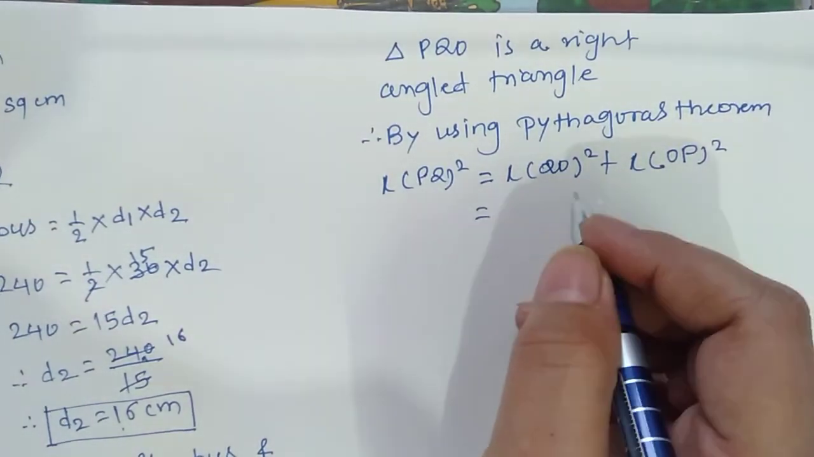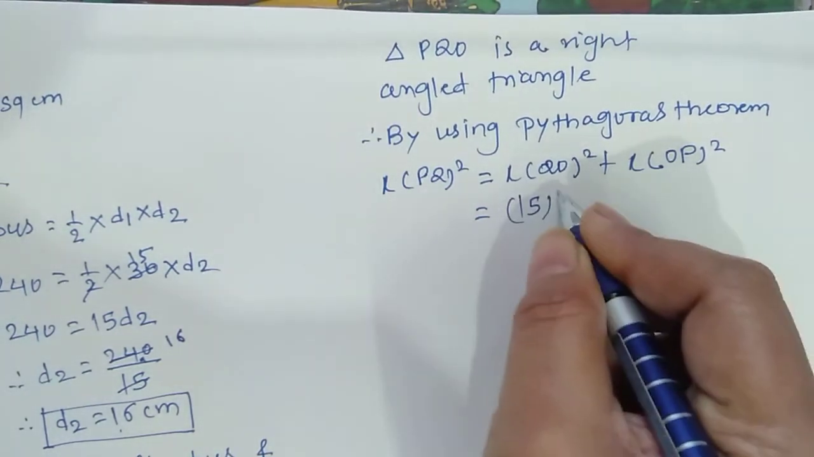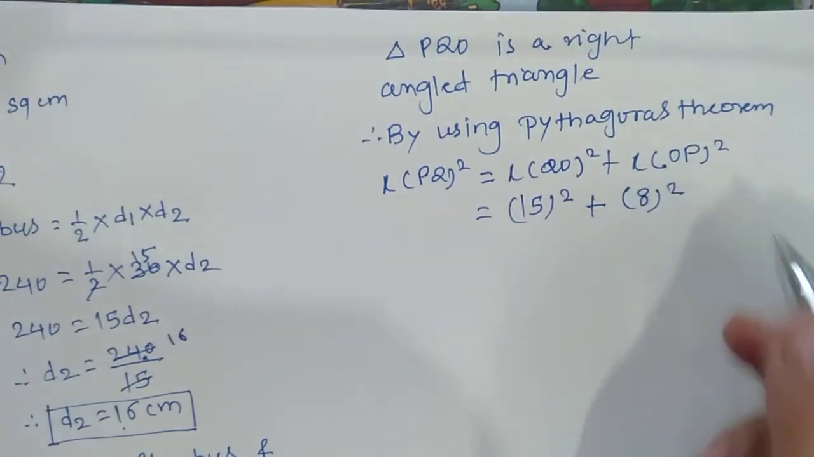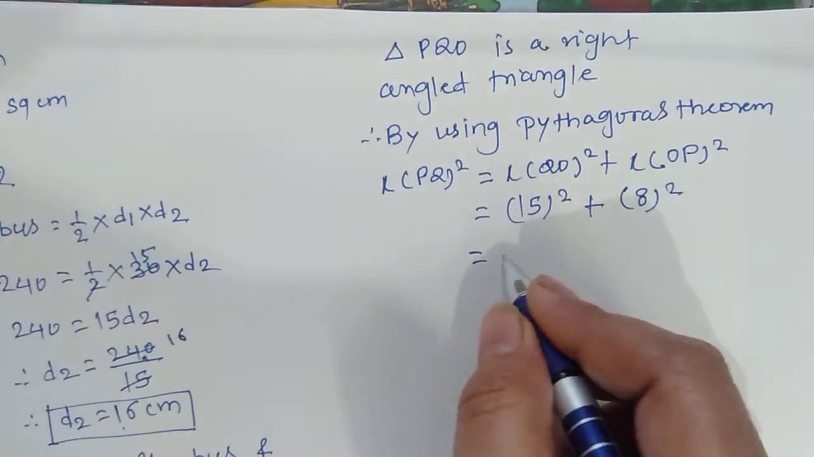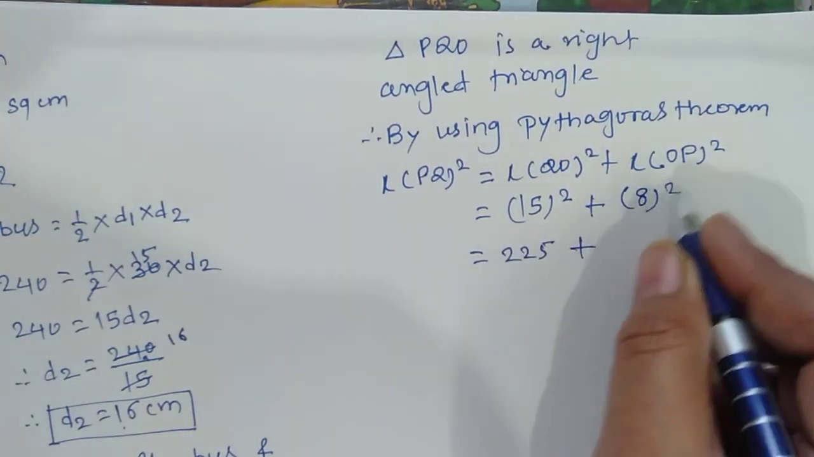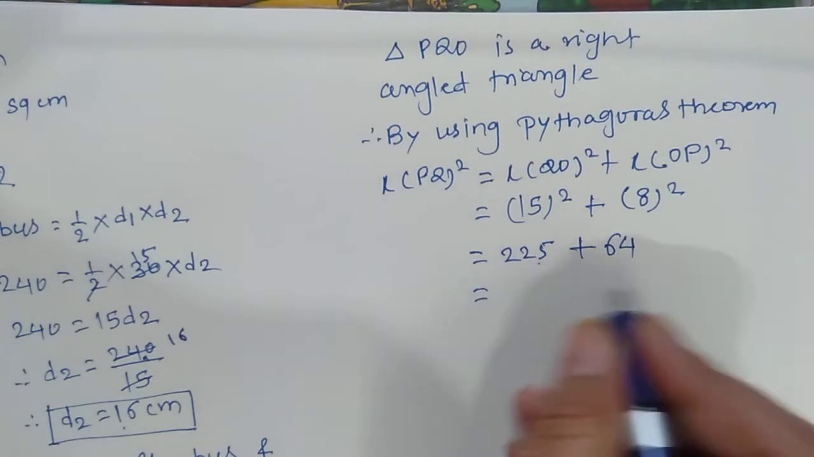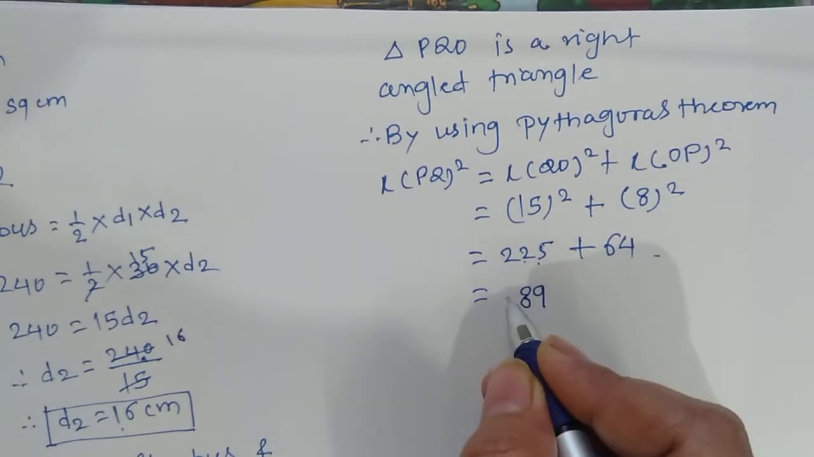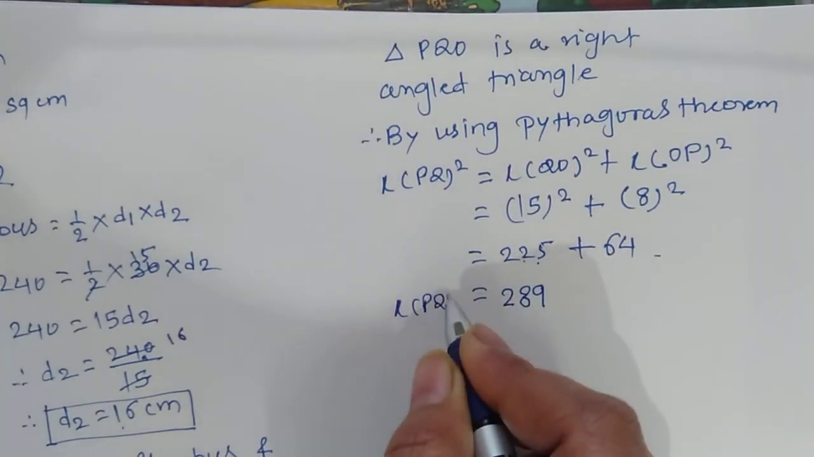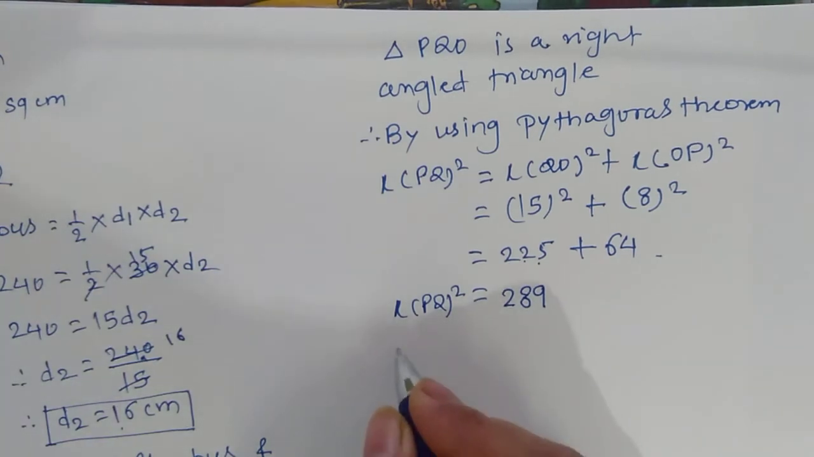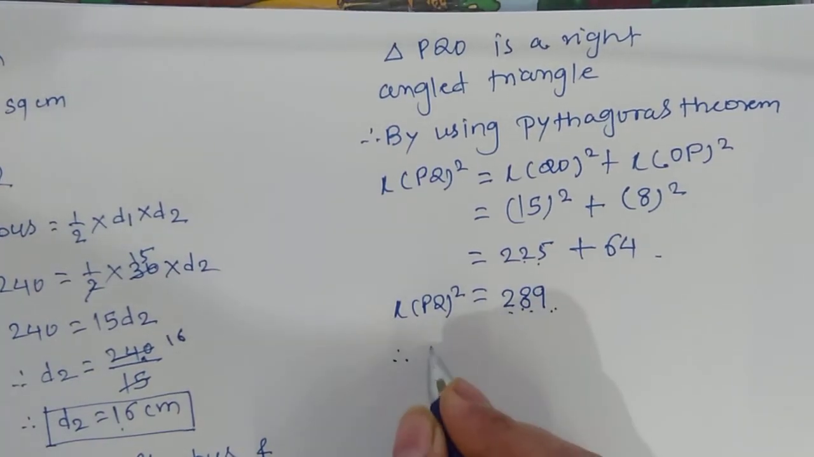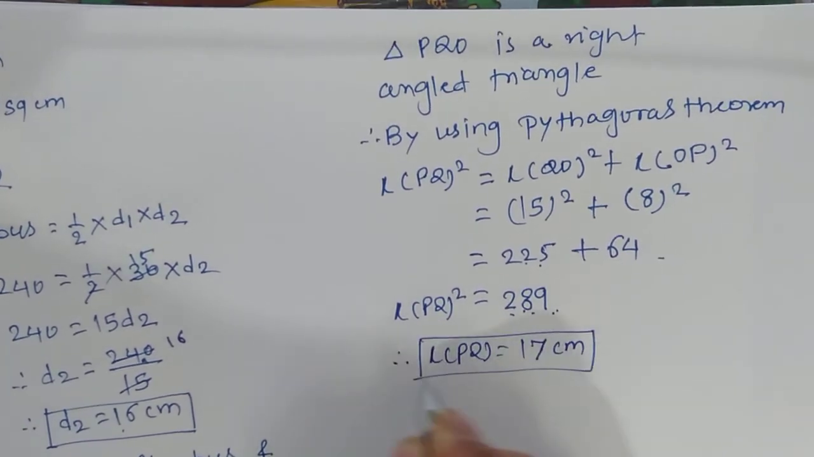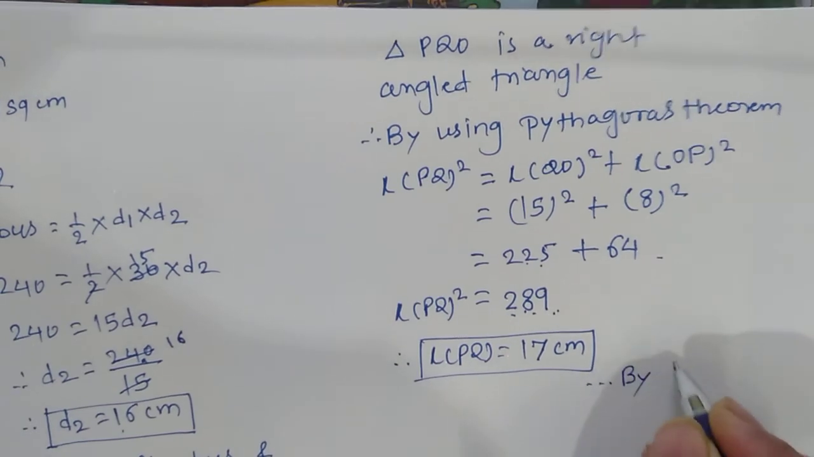Put up the values. We know the QO is 15 square plus PO is 8 square. So 15 square is 225 plus 8 square is 64. So take the addition here. 5 plus 4 is 9. 2 plus 6 is 8, 2 as it is. So length of PQ square is 289 and we know that it is a perfect square of 17. So length of PQ is equal to 17 centimeter by taking square roots.